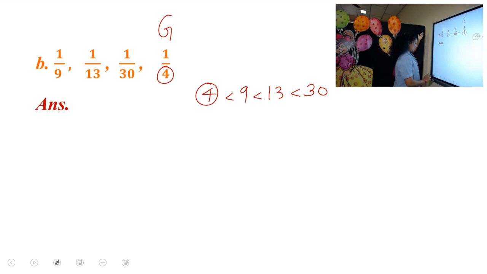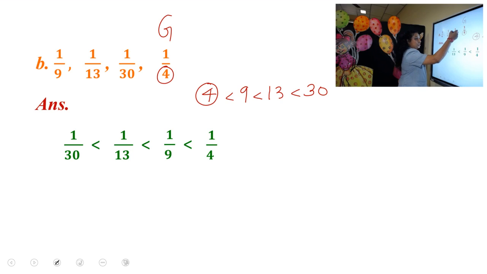So how will we arrange in ascending order? First, we will arrange this one, isn't it? 1 by 30 is less than 1 by 13, less than 1 by 9, less than 1 by 4. We should learn the rule. This is very important. When numerators are the same, the fraction with the smallest denominator is greater. So now you understood how this step came. Understood? Next.